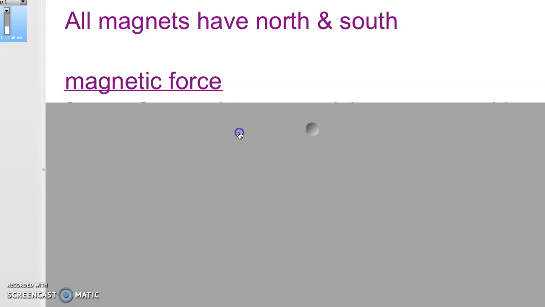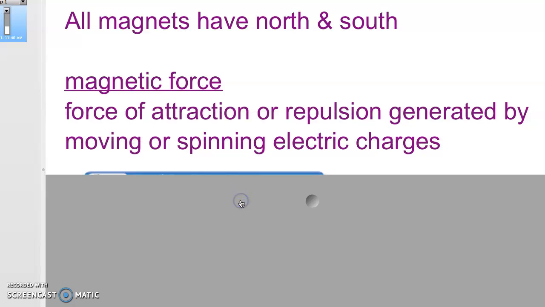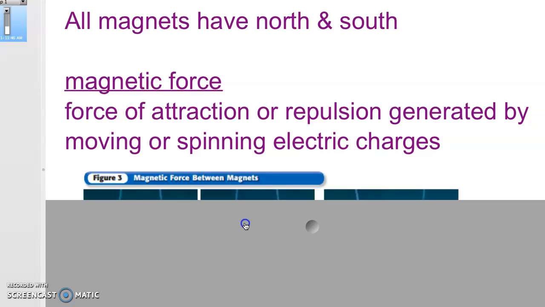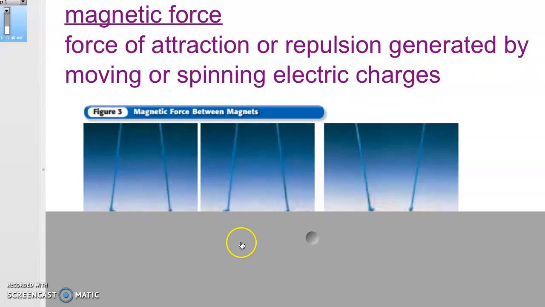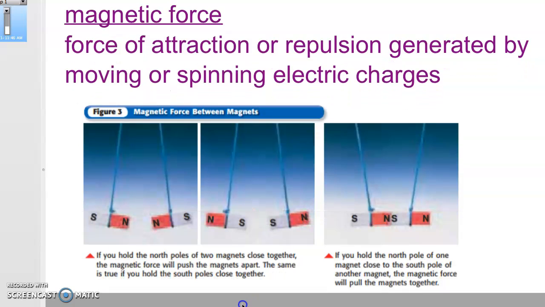But what is magnetic force? There's an area where magnets are going to have a force of attraction or repulsion that is generated by moving or spinning electric charges. So think of it as an area. If you look at the magnetic force between magnets here, if we try to put two norths together in that first picture, they're going to repel. In the middle, if we're trying to have two souths, they're going to repel as well. But if you match up a north and a south, they're going to be attracted.